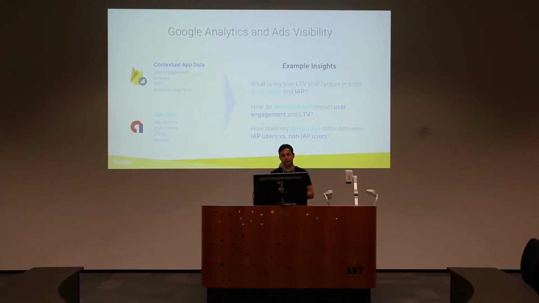But by combining the app data that you have in Firebase, which is user engagement metrics, all your screen events, in-app purchases, audience segments, as well as your ads revenue from AdMob, which is impressions, clicks, and ad unit data, you can answer questions that previously were not possible, such as: what is my holistic lifetime revenue that factors in ad revenue as well as IAP? How do my rewarded video ads impact user engagement and lifetime value? And how does my ad revenue differ between IAP users and non-IAP spenders, as well as other audience segments? These are just examples of what you can answer now that weren't available before these integrations.